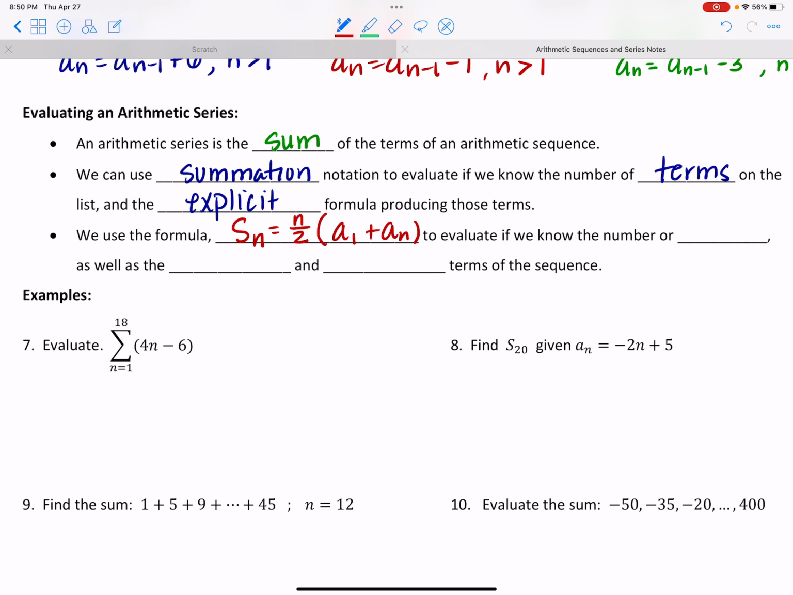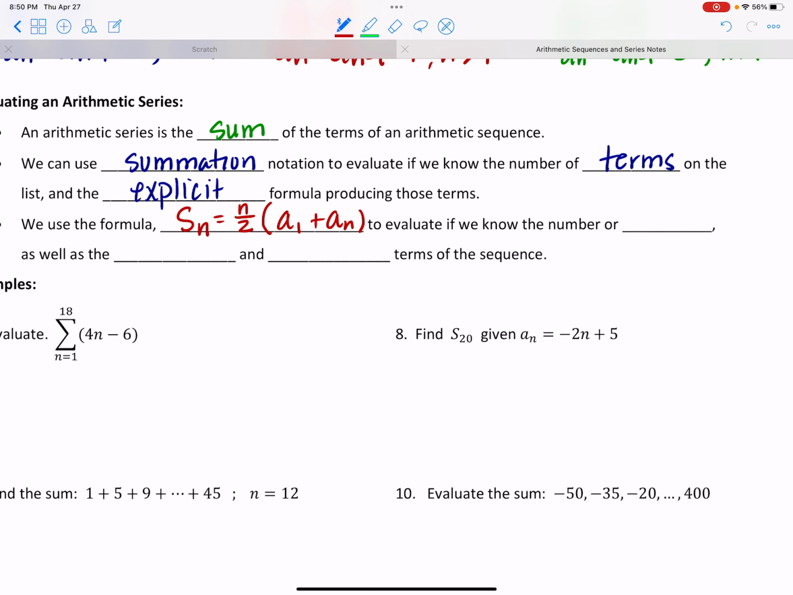So again, to use this formula, I have to know the number of terms, because that's n. I also have to know the first term, because that's a sub 1. And then a sub n here, right? A sub n is going to match the n here, if n is the number of terms. So if we're finding the sum for 5 terms, a sub 5 would be what we're looking at in this spot, which would make it the last term. So whatever n is, it's going to make this the last term of the sequence.